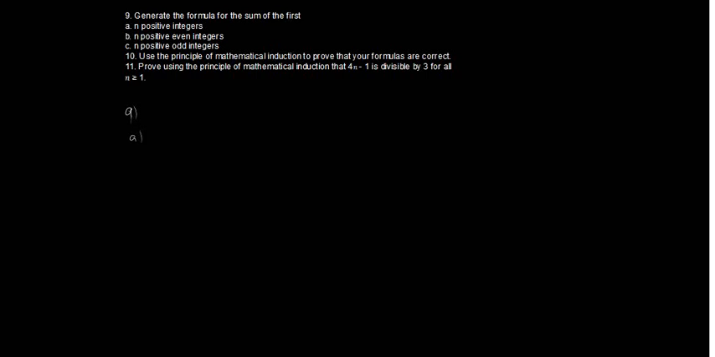Okay, so now that we're used to what a summation is, before we get into the actual proof by mathematical induction, we're going to extract some formulas. We're going to learn how to extract a formula of a summation. So we've discussed what summations are. But over here, question 9 states: generate the formula for the sum of the first n positive integers.